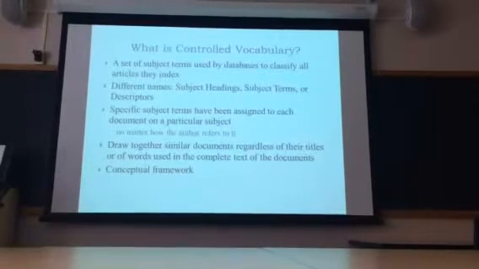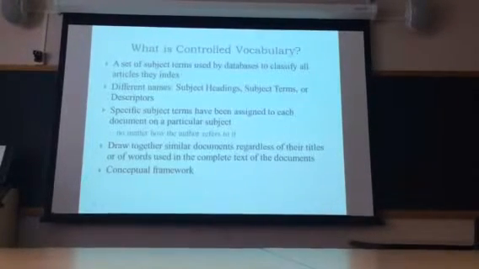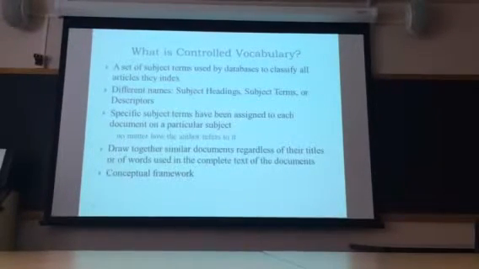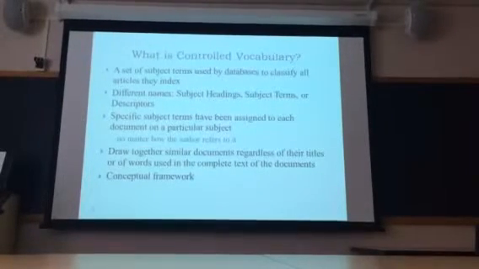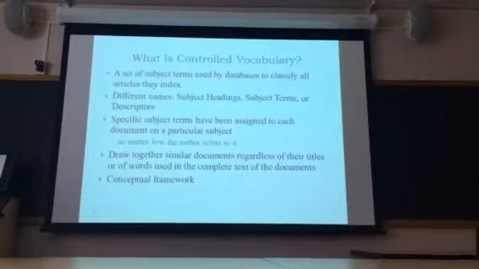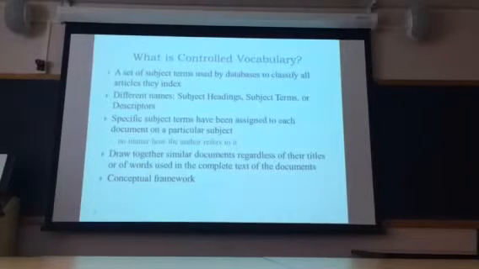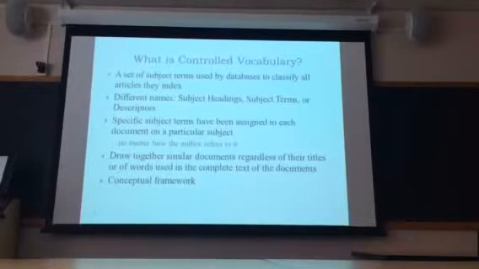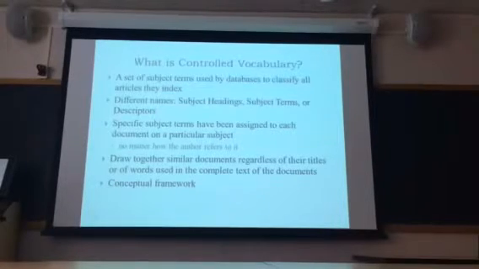In other words, it is a set of words given to articles and documents that describe what the article is about. So it enables you to find articles and documents on the same topic you are actually searching. Controlled vocabulary enables us to draw together similar documents regardless of their titles or the words used in the complete text of the documents. So it works like a conceptual framework in the database.